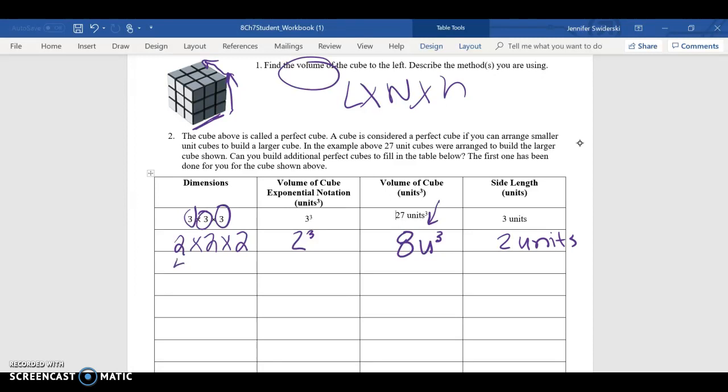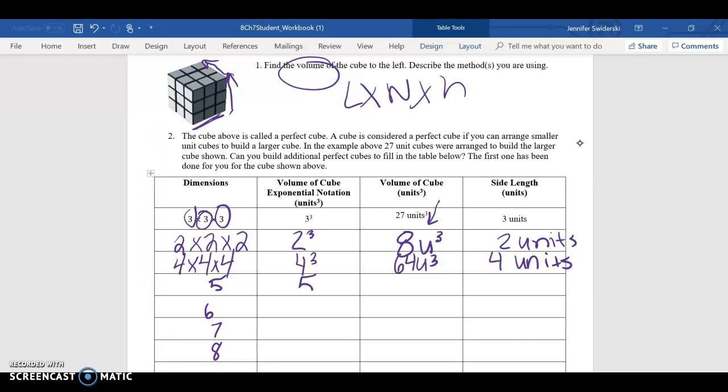Another one I could do would be 4. A 4 by 4 by 4 would be 4 cubed. And 4 times 4 times 4, when I type it in a calculator, I know 4 times 4 is 16. So 16 times 4 will give me 64 units cubed. My side length would be 4 units. Can you complete this for 5, 6, 7, and 8? Go ahead and do it on your own and pause your screen for me.